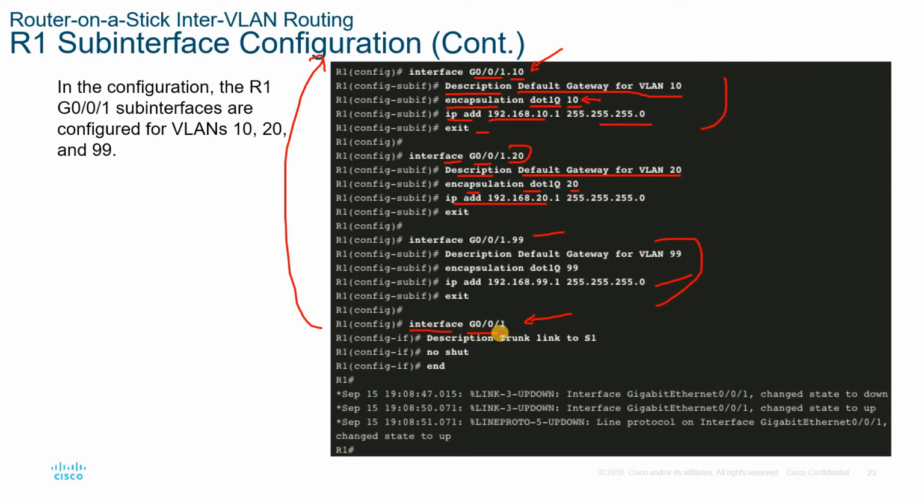So, interface G0/0/1. Description: trunk link papunta kay S1. And then, to turn it on, we have the command no shutdown, and then end. Once you do that, you notice here, kanina naka-down yung mga yan. How many subinterfaces have you created? 1, 2, 3. Lahat ng mga yan, ginawa mong subinterface, since in-on mo yung mother interface niya, which is G0/0/1, all of those subinterfaces will turn on as well. Ganun lang siya kasimple.